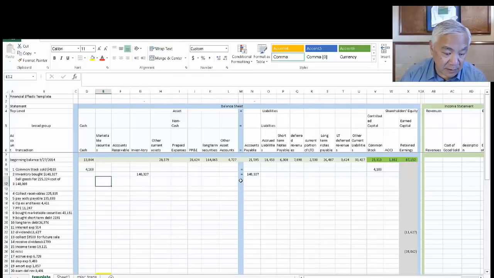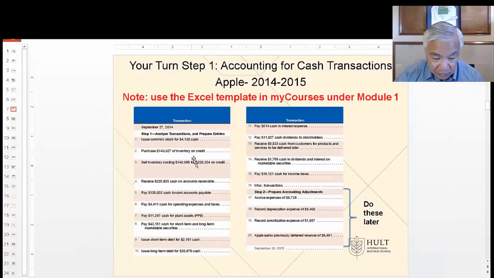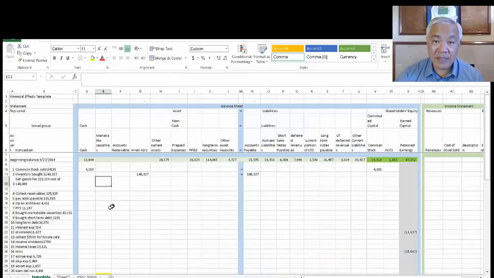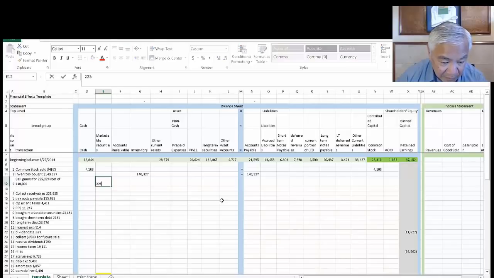We sold goods for $225,224, that's the revenues, which have a cost of $140,089. As we did previously, when we sell a product, it's broken into two transactions, the revenue piece and the cost of goods sold piece. This is on credit, I believe. Yes, on credit right here. That means somebody owes us money. Our customers took the products and said, I'll pay you, but didn't pay us yet. So it's 225,224. Accounts receivable goes up 225,224.